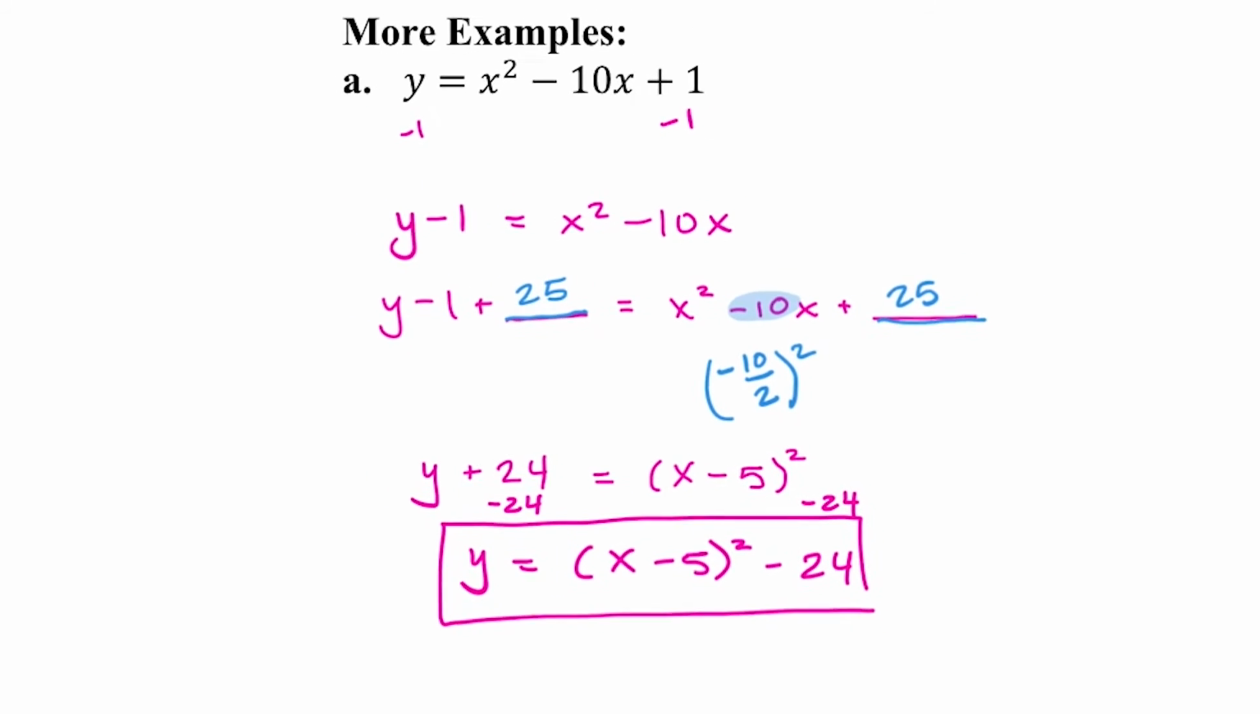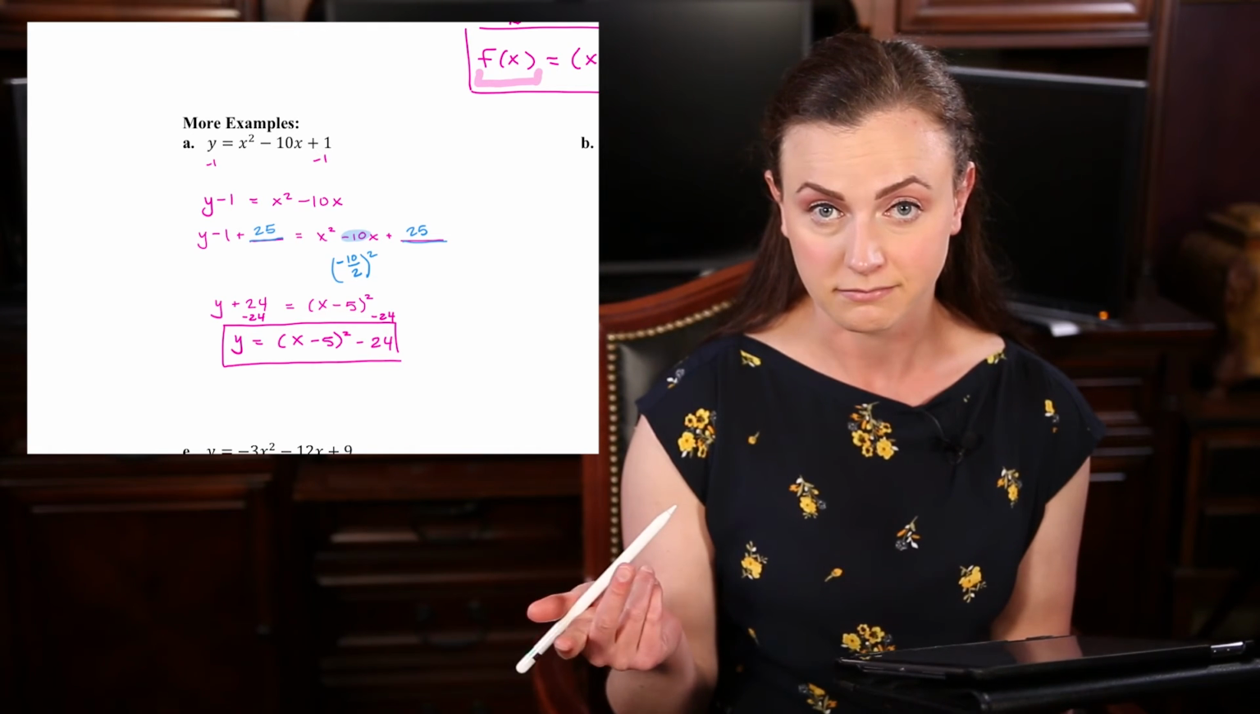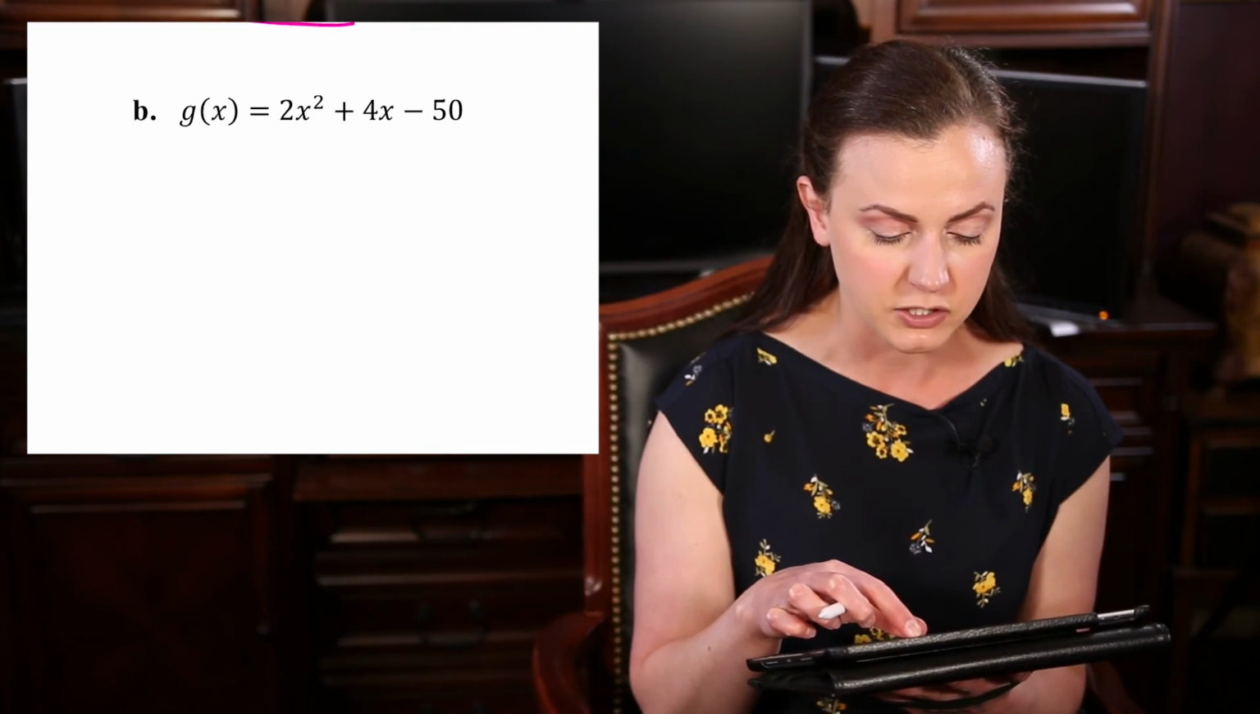Okay, so these were two pretty basic examples. What do you do if you have a leading coefficient other than 1? Well, I'm going to show you next. So with this example, we have a 2 out in front.